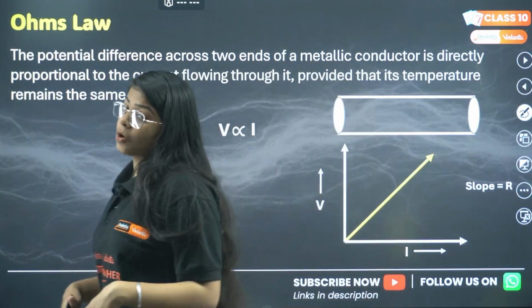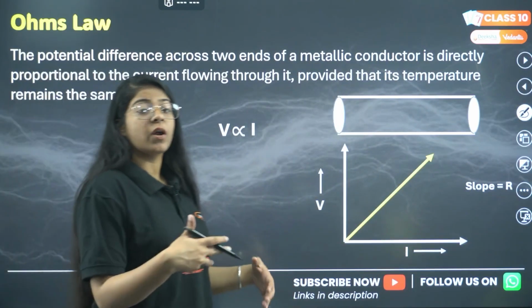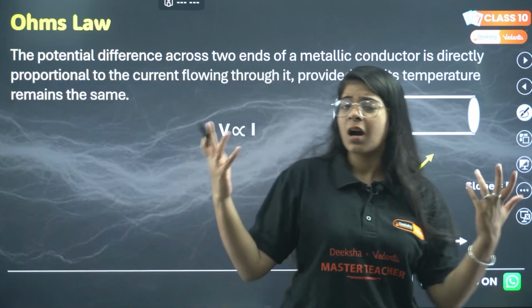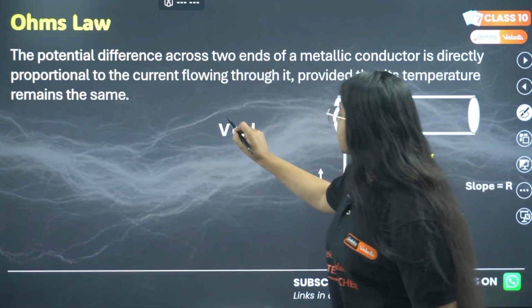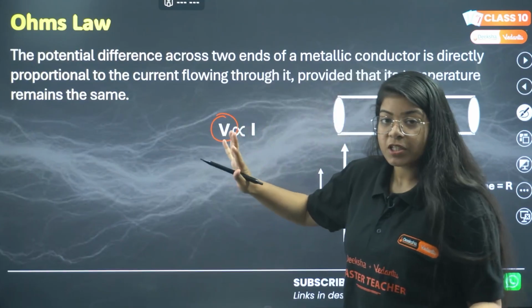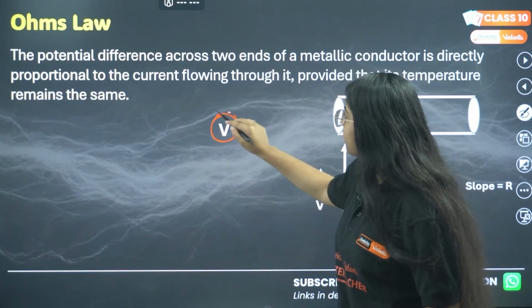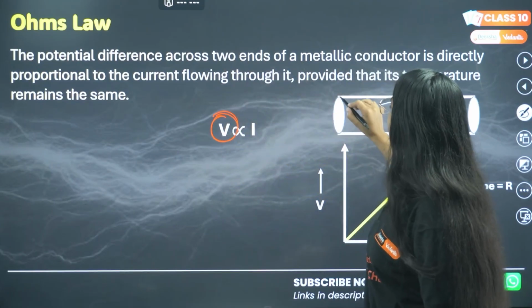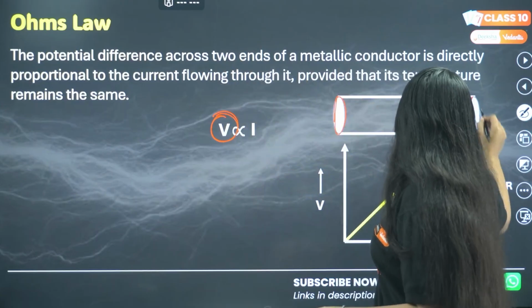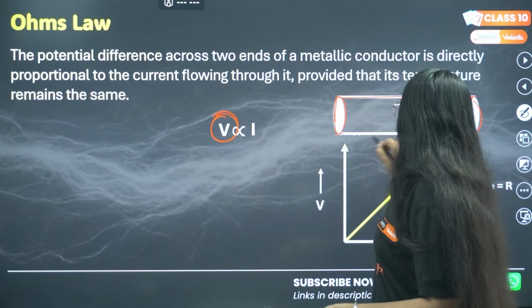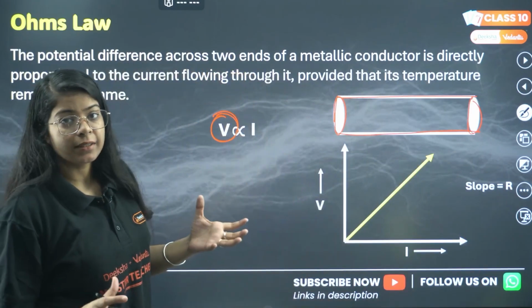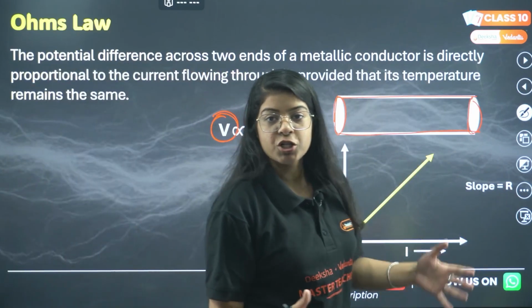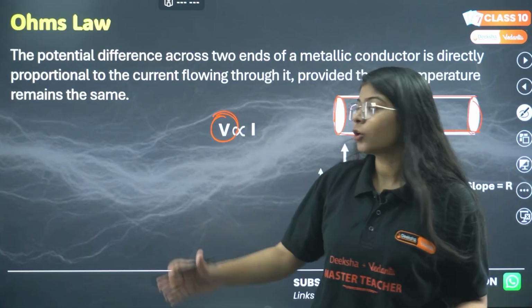We know this law is very, very important for our both question and our knowledge as well. And it's very easy. It says that the potential difference, we just studied what potential difference is, across two ends of a metal conductor. This is our metal conductor. The potential difference between two ends of a metal conductor is directly proportional to the current flowing through it.